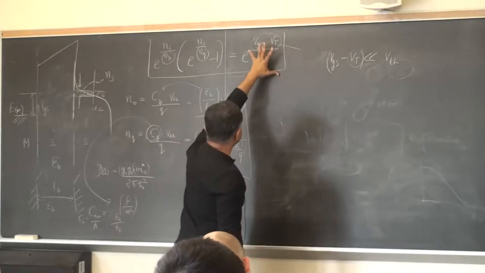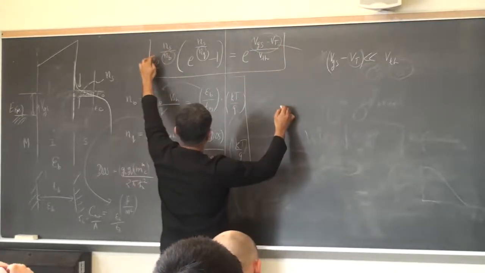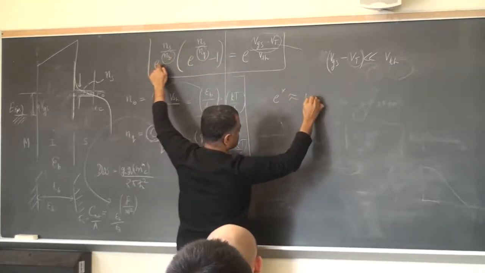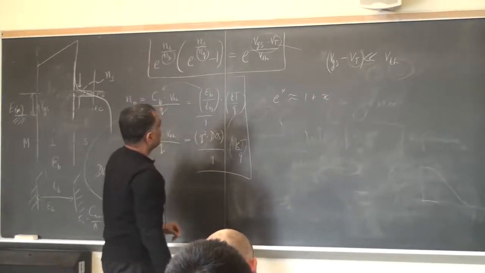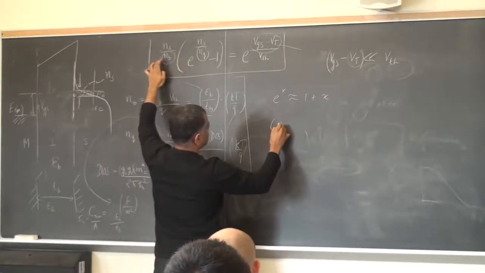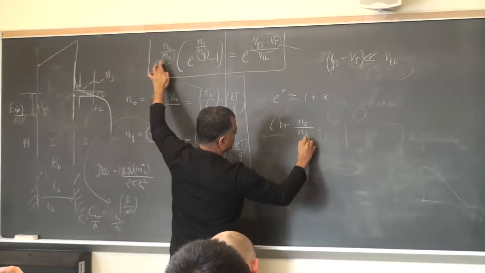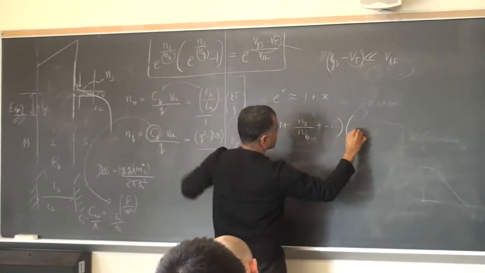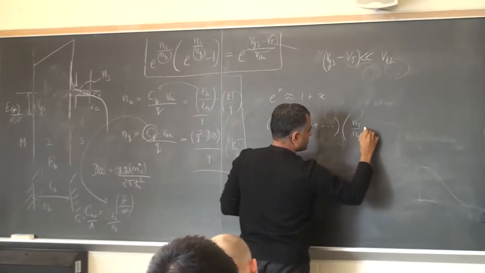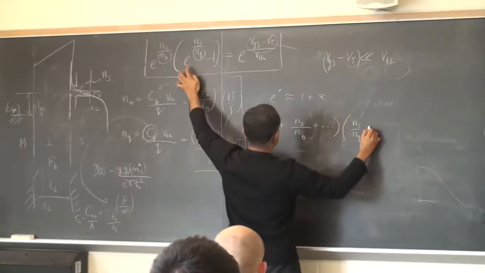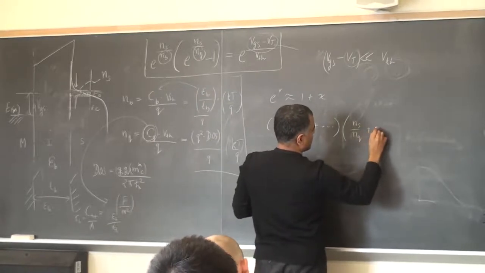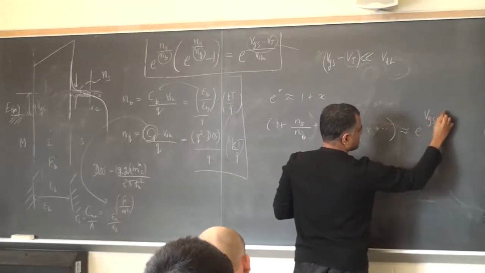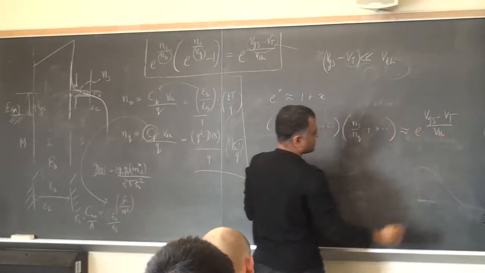And since this is much less than one, we can do some approximations here, and all of the terms have to be much smaller than one. So you do e to the power x is roughly 1 plus x on this side. And then what you end up getting is 1 plus ns over nb, plus some higher order terms. And from here, you will get ns over n, this quantum concentration, because the ones cancel, plus some higher order terms, and that will be approximately equal to e to the power VGS minus VT over your thermal voltage.